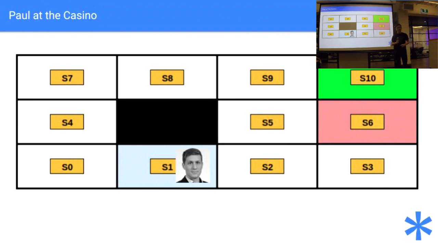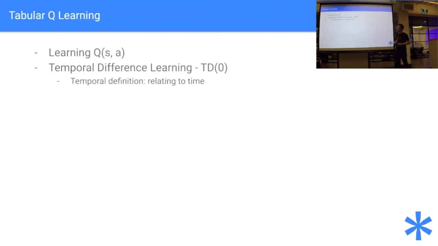So let's see how the tabular Q works and how it might work out for Paul. But before we dive in, I want to talk about tabular Q in general and get a sort of high-level theory on it.